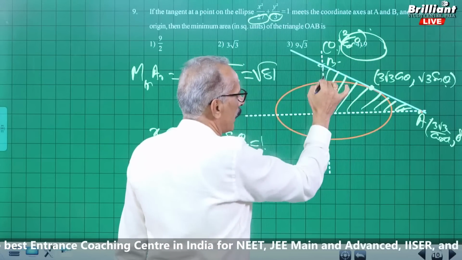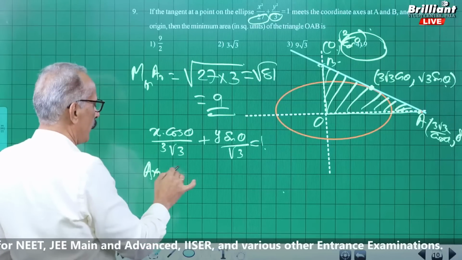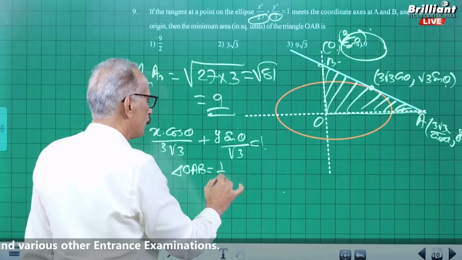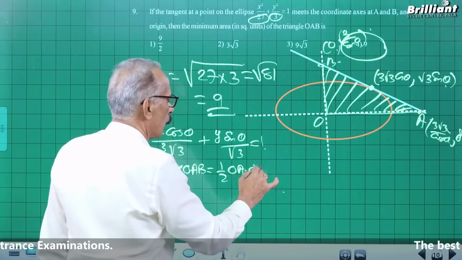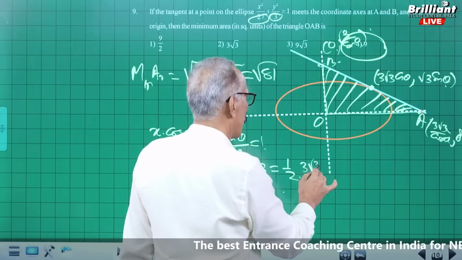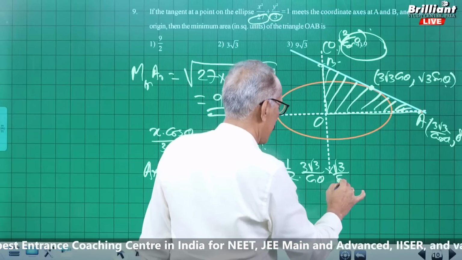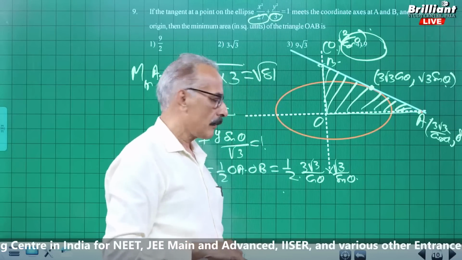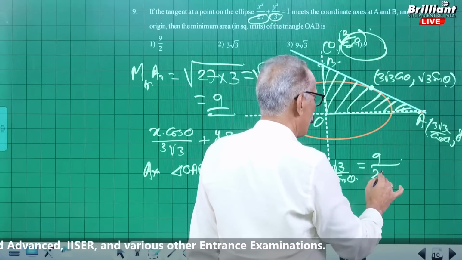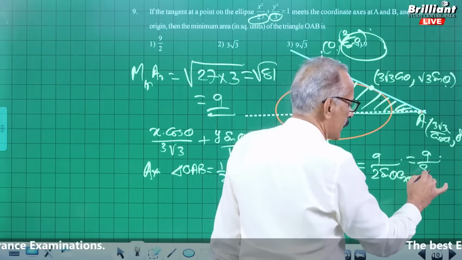Now this is a right angled triangle which I have shown you. Therefore, area of triangle OAB is equal to half into OA into OB. That is equal to half into, what's your OA? That is 3 root 3 divided by cos theta into root 3 divided by sin theta. Correct. So it is what? 9 divided by 2 sin theta cos theta. That is 9 divided by sin 2 theta.